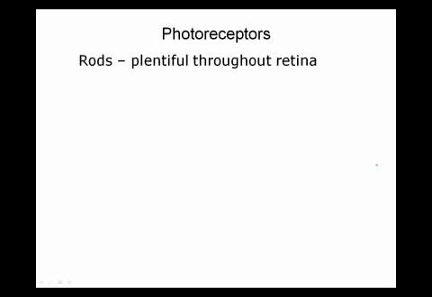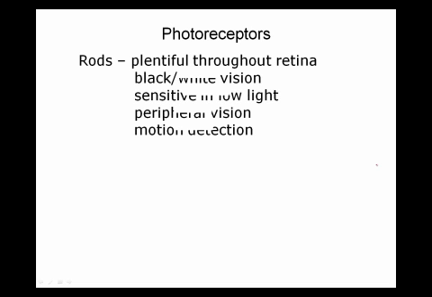Photoreceptors, rods are one type. They are very plentiful throughout the retina. We use these for black and white vision. They are very sensitive, so in low light conditions we are relying on rods. Much of the things that we notice, especially motion out in our peripheral vision, is due to the action of rods. Rods will actually absorb any wavelength of visible light, but we simply interpret that as shades of black, white, and gray.